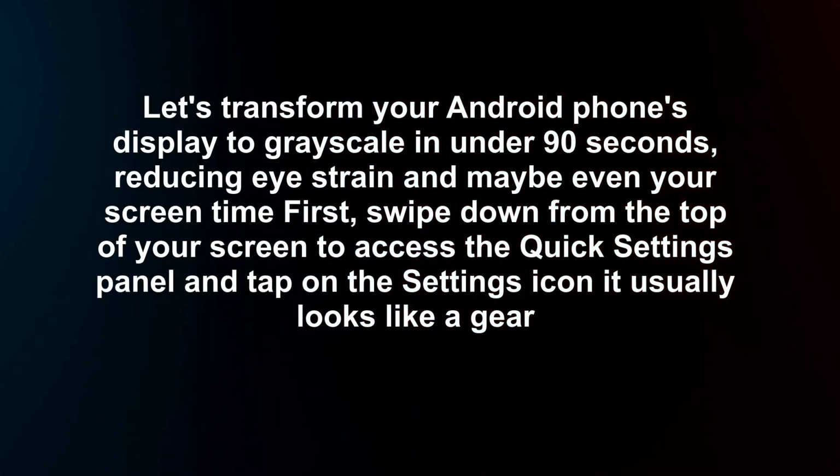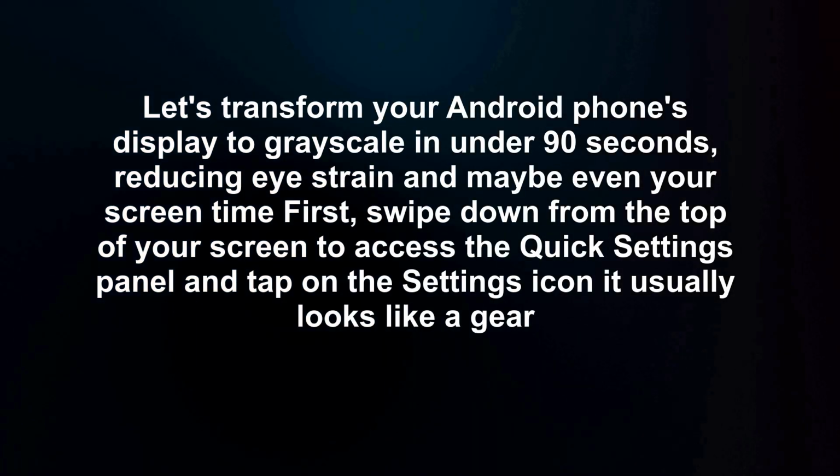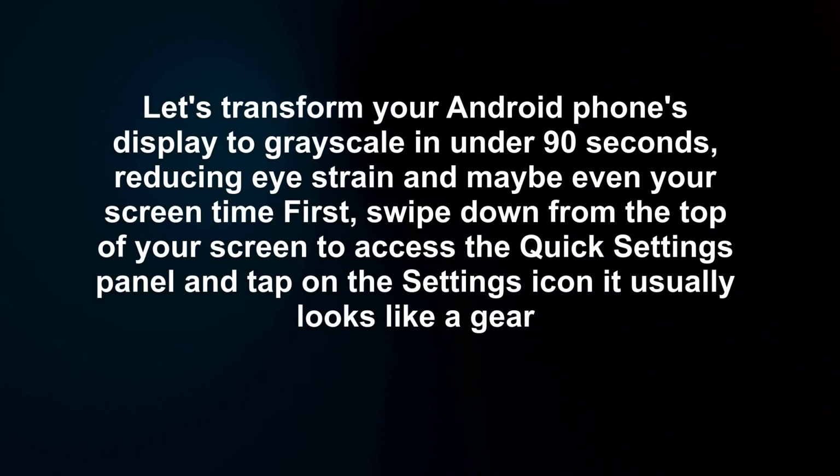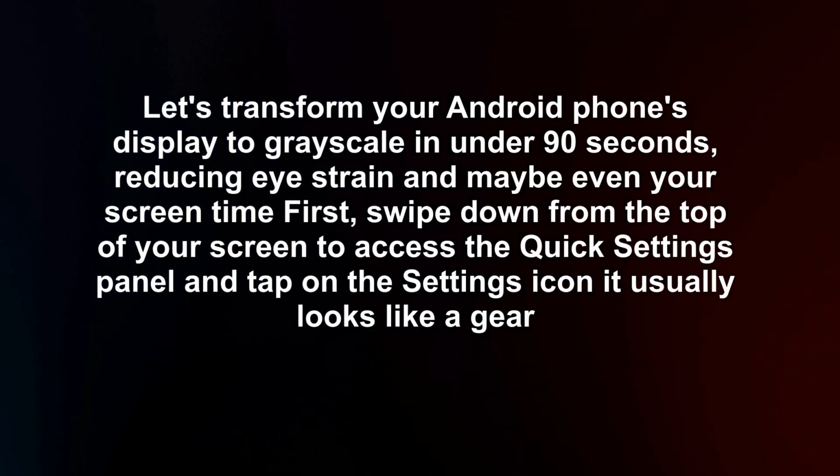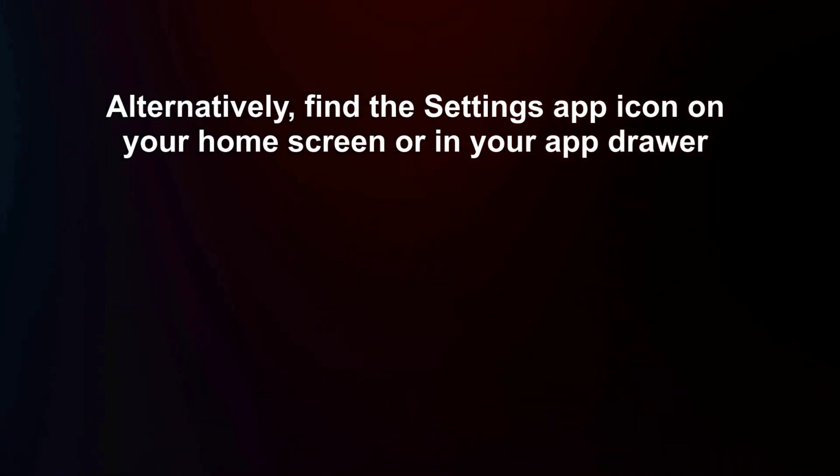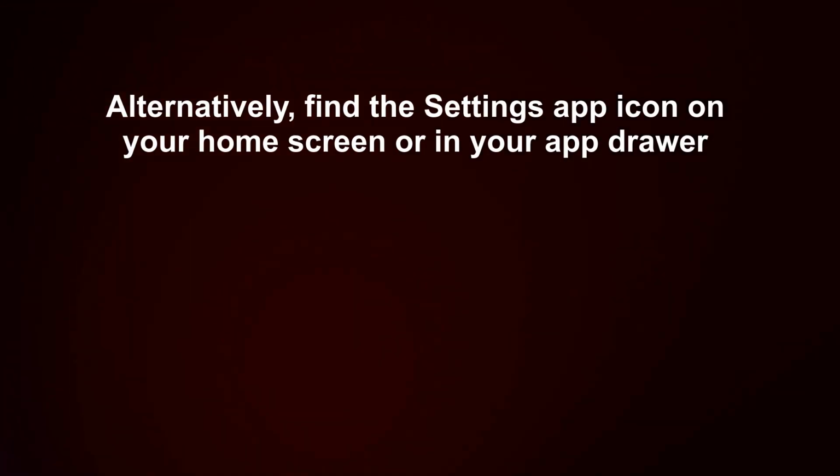First, swipe down from the top of your screen to access the quick settings panel and tap on the settings icon. It usually looks like a gear. Alternatively, find the settings app icon on your home screen or in your app drawer.